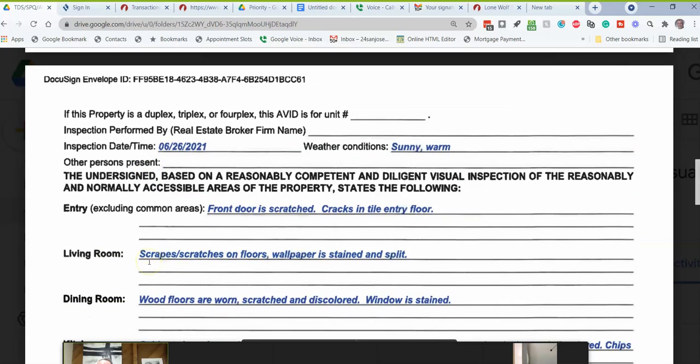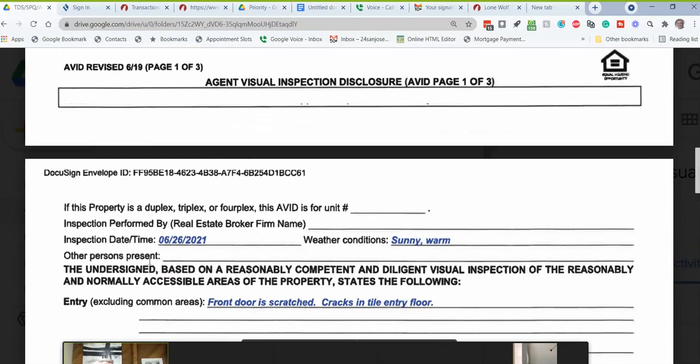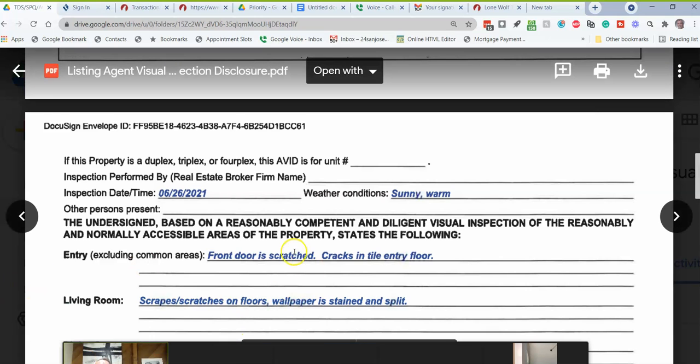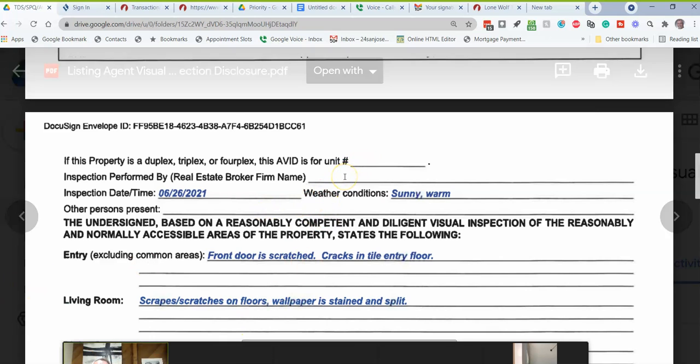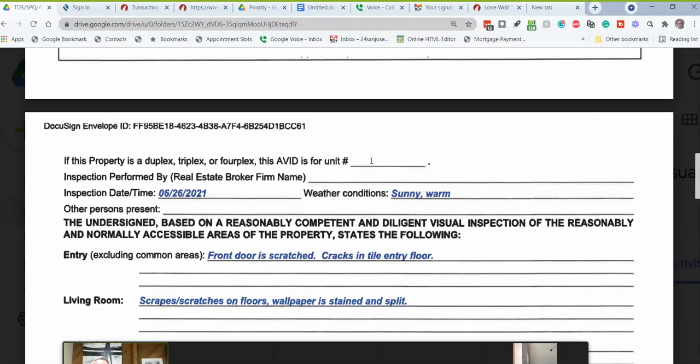I just wanted to show you this one because it was done reasonably well. I wrote an offer on this property. I took out the name of the brokerage, but it was there. Notice it says if this property is a duplex, triplex, fourplex, this is for unit number 1. If it's a duplex, you should have 2. If it's a fourplex, you should have 4.